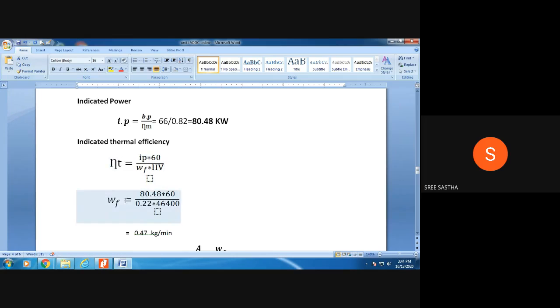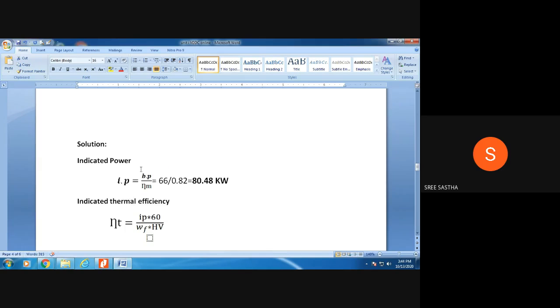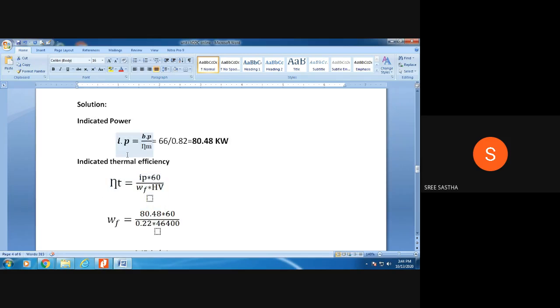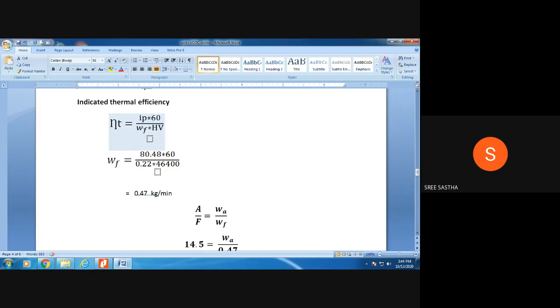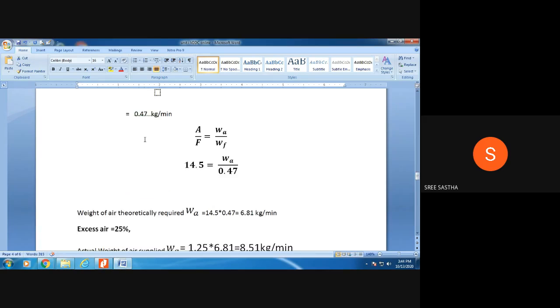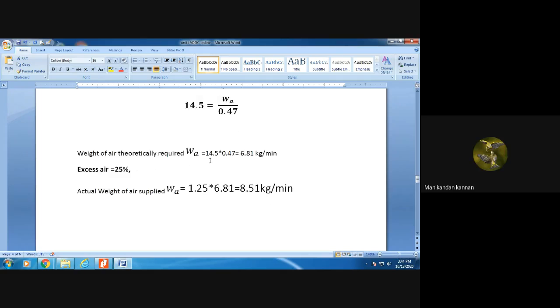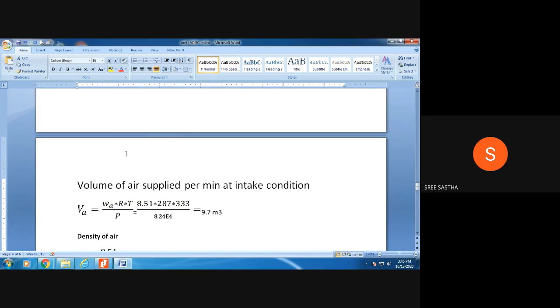அப்புறம் WF எப்படி கண்டுபிடிப்பேன்? WF கண்டுபிடிக்கணும்னா ஏதாவது தெர்மல் எஃபிஷியன்சி கொடுத்துருக்குறான். இதை நான் கண்டுபிடிக்கணும்னா எனக்கு இண்டிகேட்டட் பவர் தெரியணும். அப்போ ப்ராப்ளம் இங்கே தான் ஆரம்பிக்குது. அதுக்காக தான் லாஜிக் இப்படியே பின்னாடி போகுது. ஸோ முதல்ல இண்டிகேட்டட் பவர் கண்டுபிடிக்கிறேன். அப்புறம் இண்டிகேட்டட் தெர்மல் எஃபிஷியன்சிலேருந்து WF கண்டுபிடிக்கிறேன். அப்புறம் WF-லேருந்து WA, அப்புறம் WA-லேருந்து VA கண்டுபிடிக்கிறேன்.